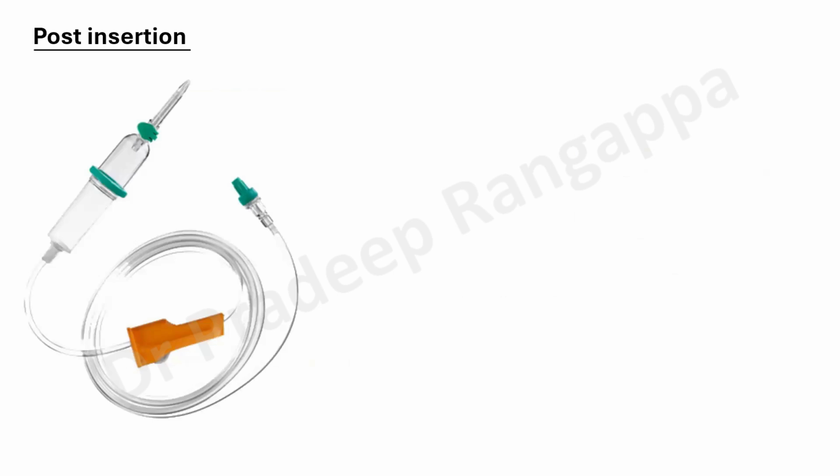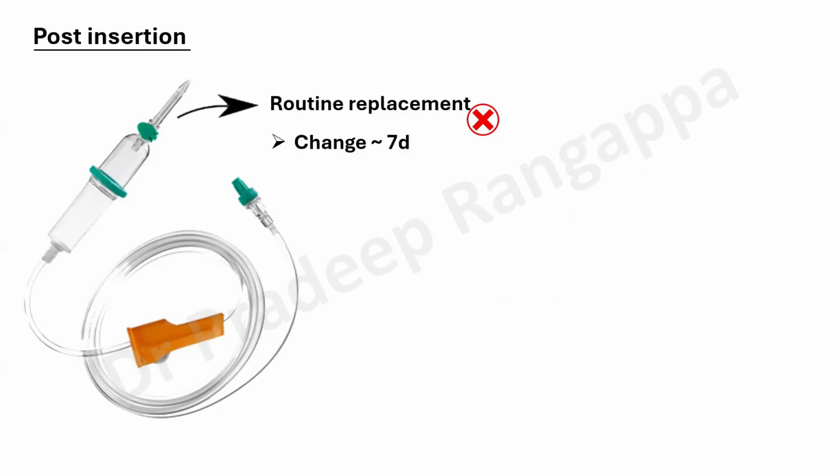So I'll talk about it. What are the newer innovations that have come? Post insertion, all these drip sets that we use, routine replacement is not needed. All the drip sets that we connect to the central venous catheter don't need routine replacement, but they have to be changed every 7 days. Dressings have to be changed every 7 days, and even the drip sets have to be changed every 7 days.